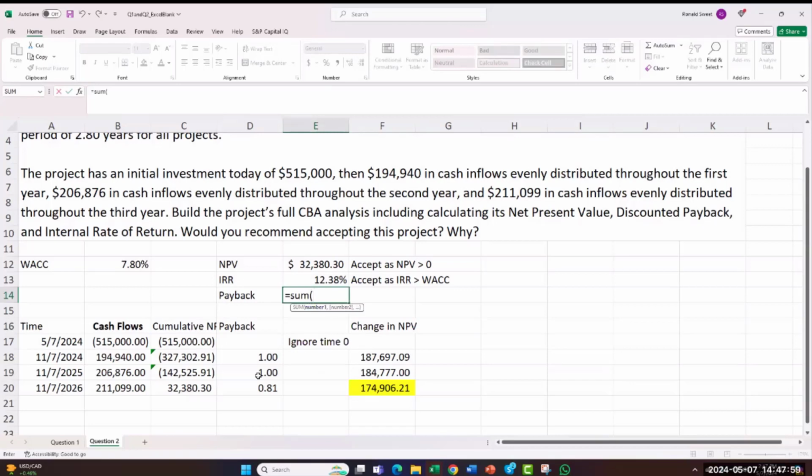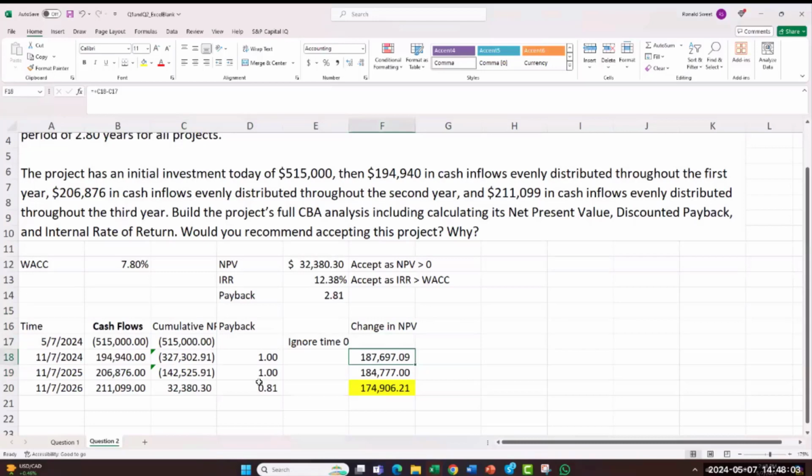Yeah, can you take another look at the change in NPV? Is that just the change from our original cash flow? Well, it's cumulative net present value. You have to do the discounted value. So you have cash flows. You don't look at the change there. You're looking at the change in the net present value.